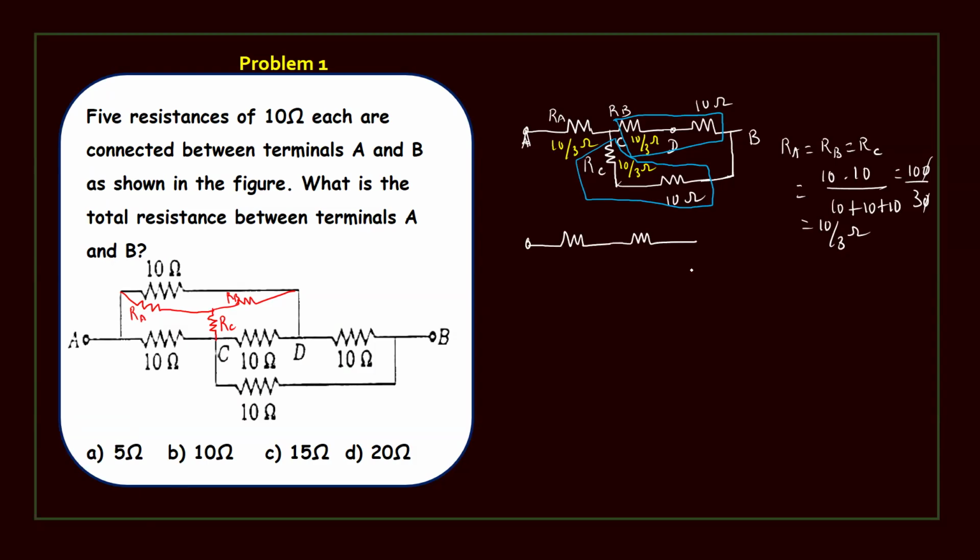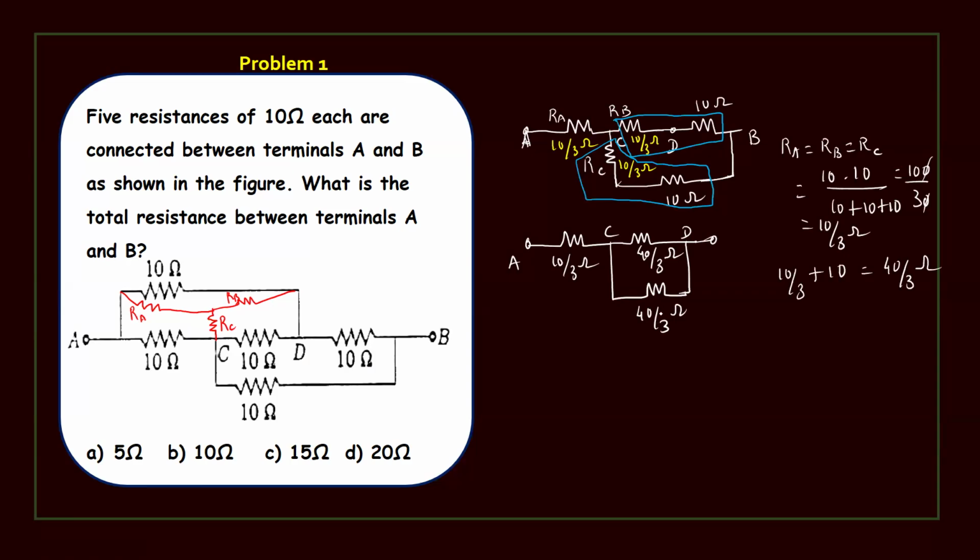Series equivalent is 10 by 3 plus 10, 10 by 3 plus 30 by 3, that is 40 by 3 ohms. So each series equivalent resistance is 40 by 3 ohms. This is 10 by 3 ohms. And here also the series equivalent is 40 by 3 ohms between C and D terminal. This is A terminal. Now 40 by 3 ohms.